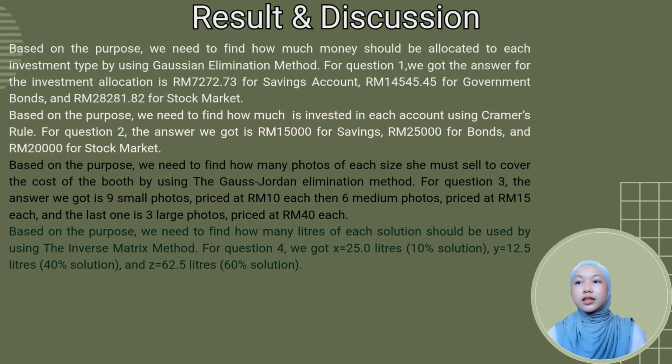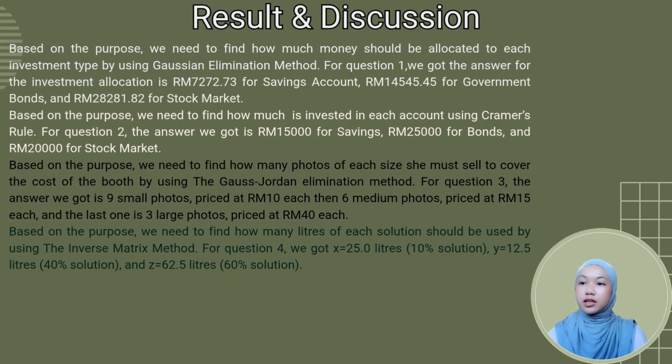For the result and discussion, based on the purpose, we need to find how much money should be allocated to each investment type by using the Gaussian elimination method. For question 1, the answer for the investment allocation is RM 7,272 with 73 cents for savings account, RM 14,545 with 45 cents for government bonds, and RM 28,281 with 82 cents for stock market.